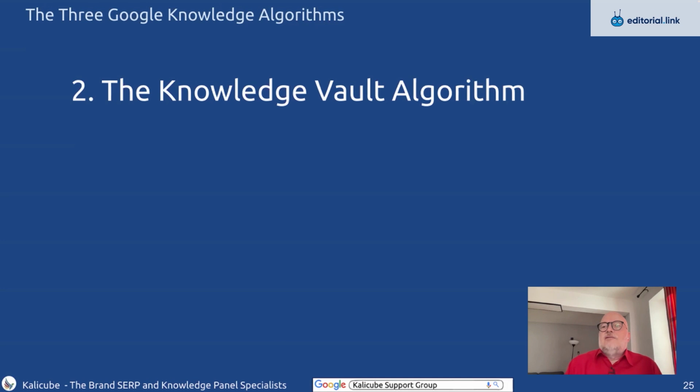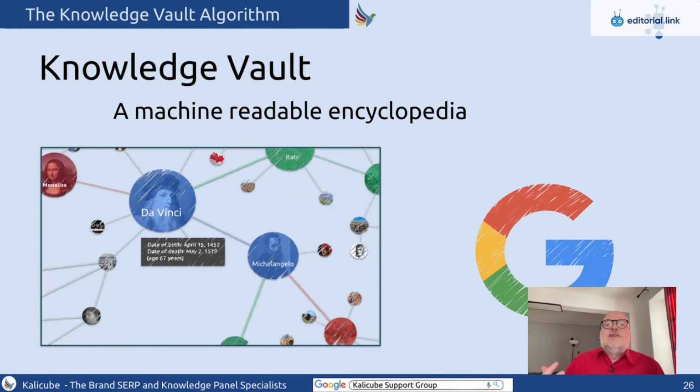Now, the Knowledge Vault algorithm. The Knowledge Vault is a machine-readable encyclopedia. Why am I talking about the Knowledge Vault and not the Knowledge Graph? Because there are multiple knowledge graphs in Google. And for that, you'll need to take the course, and I'll show you that at the end. But the Knowledge Vault is what most people call the knowledge graph. I'm now calling it the main knowledge graph or the Knowledge Vault. And it's the one that on Kalicube Pro, if you go there, you can see the query tool for the Google Knowledge Graph API.